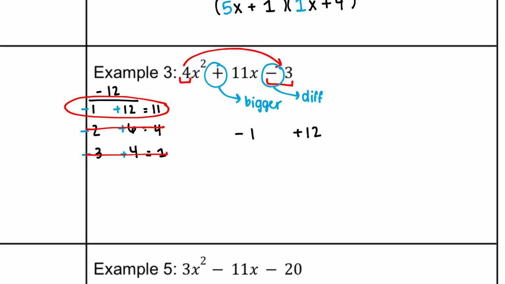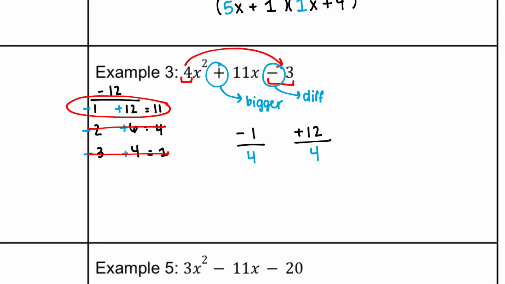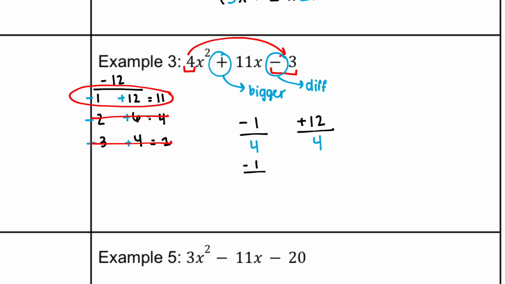Now I take them and I divide them by the original A value, which was 4. This first fraction, negative 1 over 4, does not simplify, so we're just going to rewrite it, negative 1 over 4. But my second fraction is 12 over 4, and I can divide both of those by 4. When I take 12 divided by 4, that gives me a positive 3, and 4 divided by 4 gives me a 1. I have two fractions, so again, I will have two sets of parentheses.